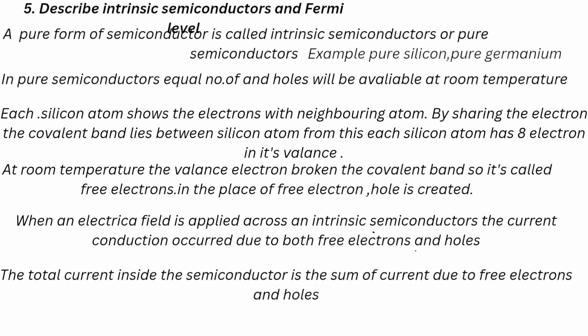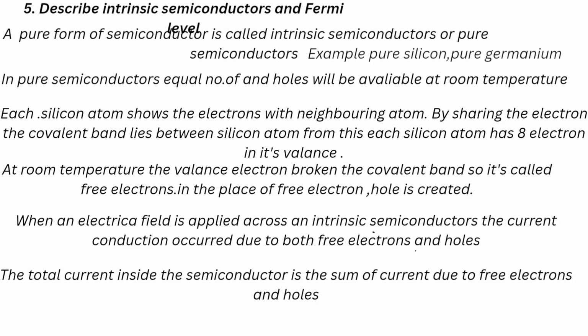See, a pure form of semiconductor is called an intrinsic semiconductor. So these intrinsic semiconductors are also called undoped semiconductors. Remember this point, it is very important. That is, a pure form of semiconductor is also called an undoped semiconductor. There are different types of examples, but majorly we mostly use two, that is silicon and germanium.